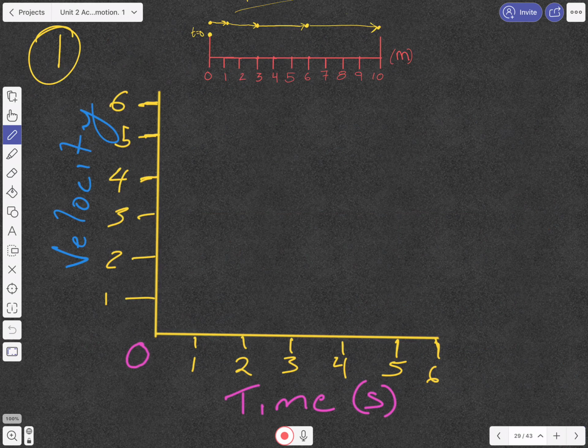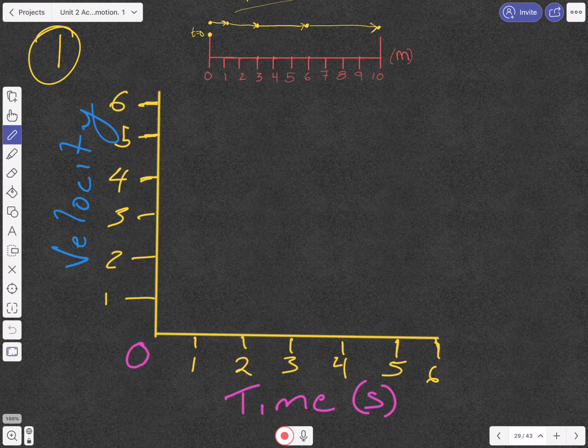So now with this practice, I'd like you to take a moment to try and graph these interactions on velocity time graphs. I will walk through the first one just because I think this is a new idea.